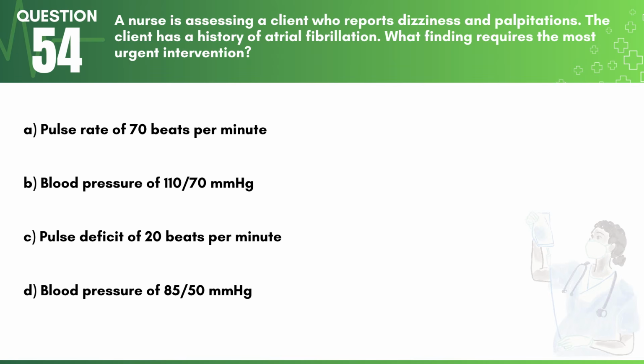Question 54. A nurse is assessing a client who reports dizziness and palpitations. The client has a history of atrial fibrillation. What finding requires the most urgent intervention? A. Pulse rate of 70 beats per minute. B. Blood pressure of 110/70 mmHg. C. Pulse deficit of 20 beats per minute. D. Blood pressure of 85/50 mmHg.